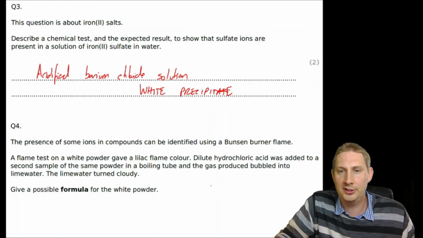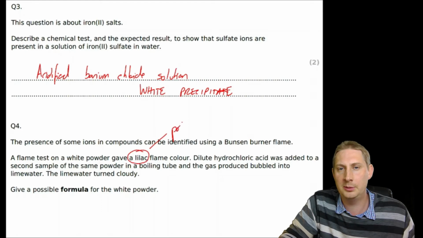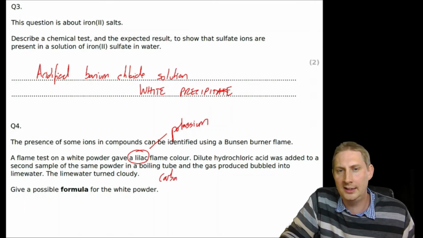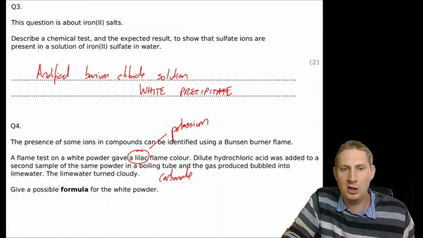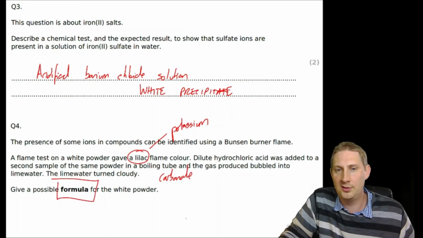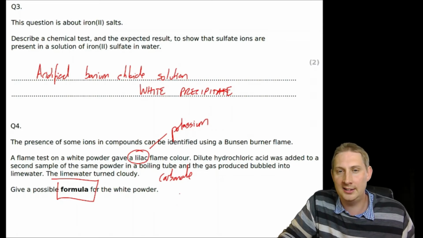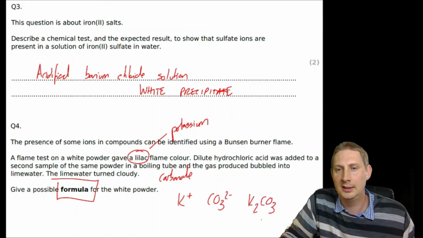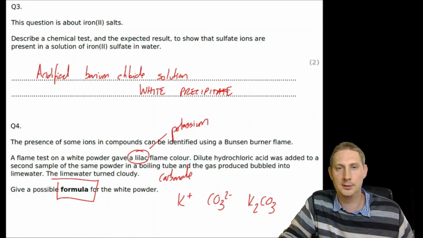Presence of some compounds can be identified using a Bunsen burner flame. Flame test on a white powder gives a lilac flame. You should know that that is potassium. And dilute hydrochloric acid was added, bubbled, lime water turned cloudy. That tells us it's a carbonate. Great, but look, we're told the formula of the white powder. And from earlier lessons, you should know that potassium is K+, carbonate CO3 2-, and therefore you should be able to give the formula K2CO3.